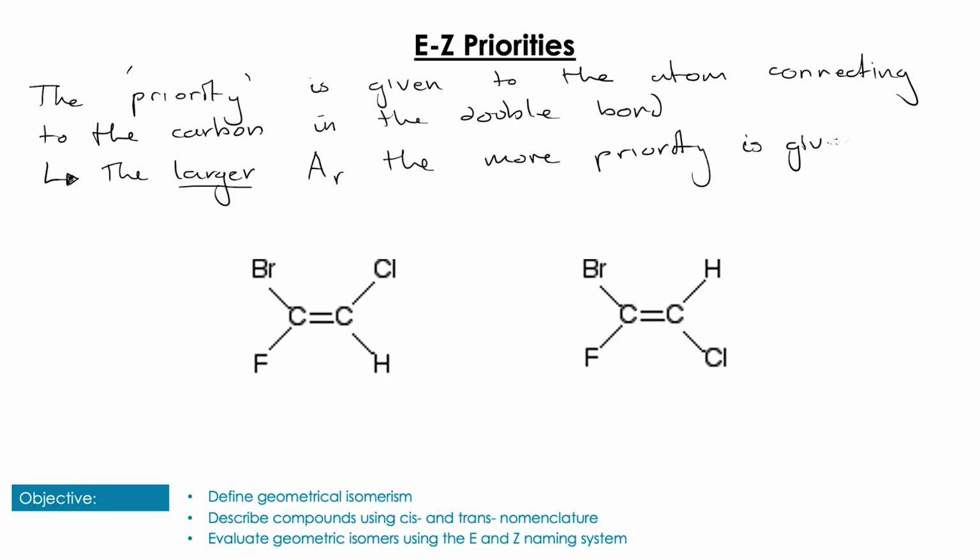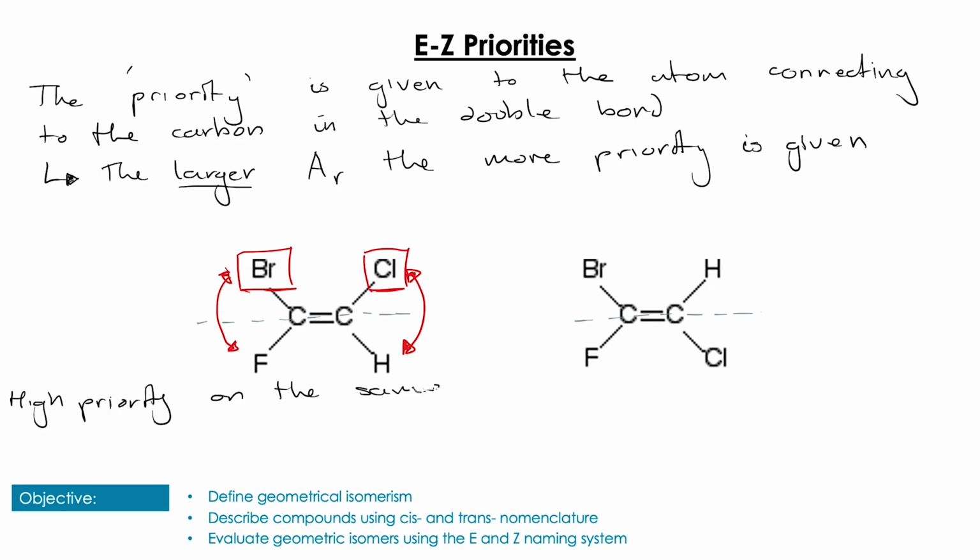If we look at these 2 examples, we're going to make our imaginary line across the double bond and then evaluate each side comparatively. So we're going to compare bromine and fluorine, of course bromine having the larger atomic mass, and then we're going to do the same on the other side, in this case chlorine having the higher atomic mass than hydrogen. So we can see here that the high priority groups are on the same side, so we're going to have a Z zusammen isomer in this case.